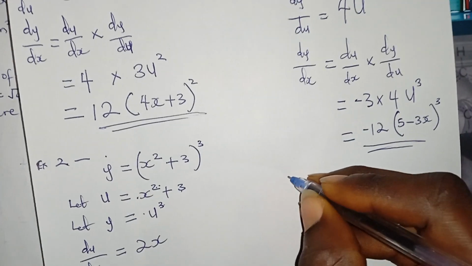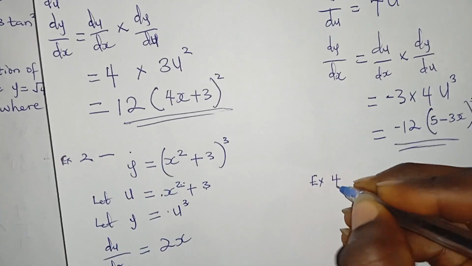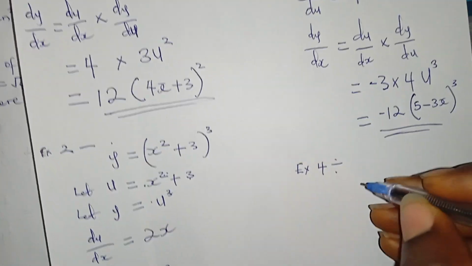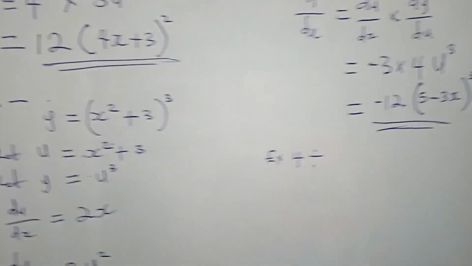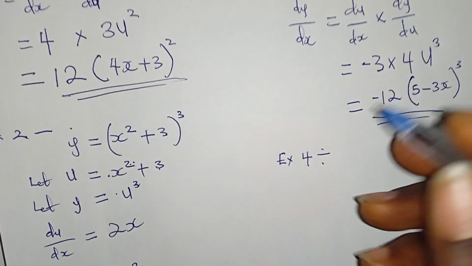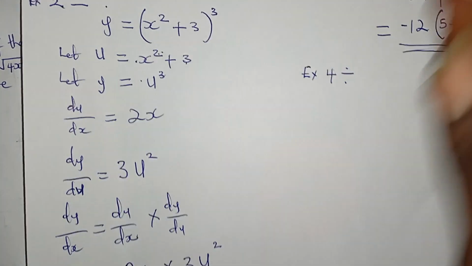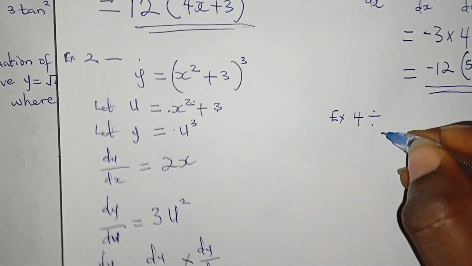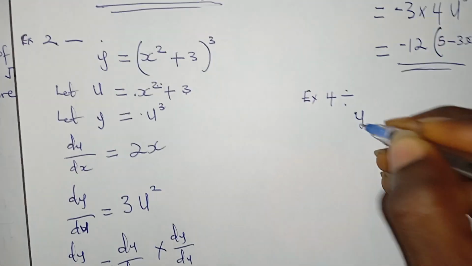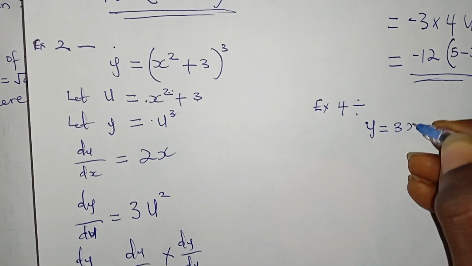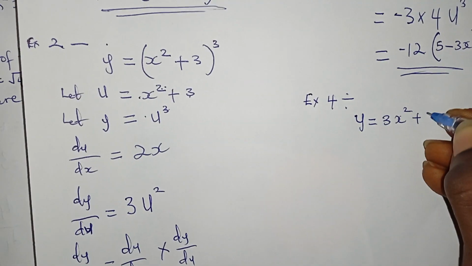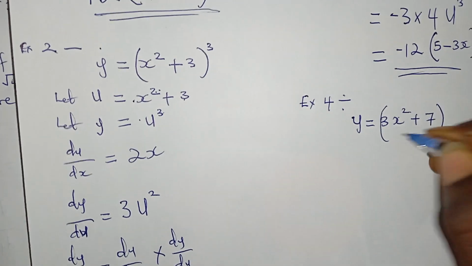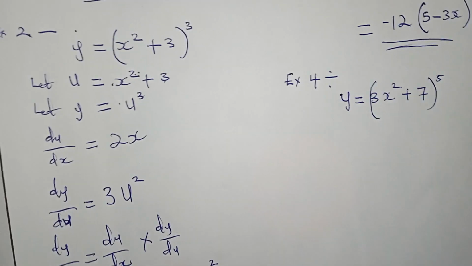Now I want to teach you the daddy's method. Remember I told you I have 1850 formulas for calculus. Let me give you the first one, the shortcuts. Now the first shortcut I'll be giving you is, let's take this example. y is equal to (3x squared plus 7) raised to the power 5.